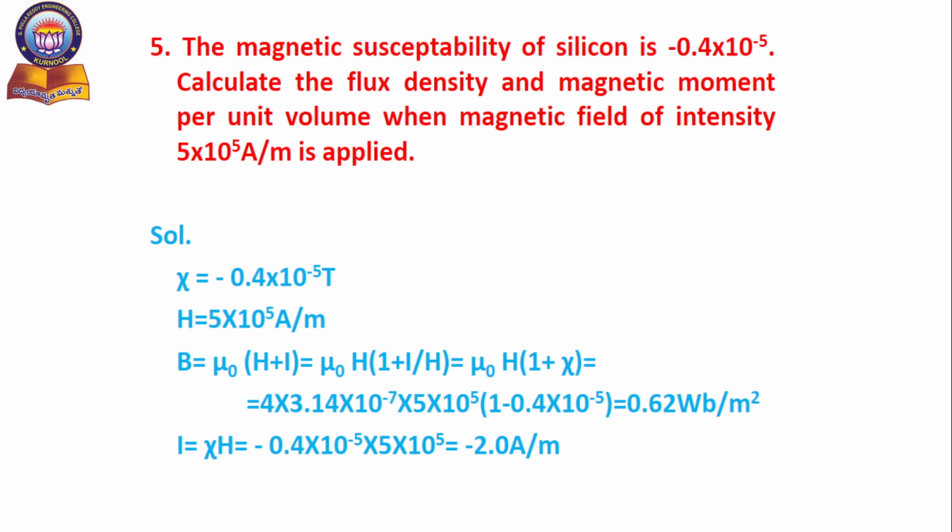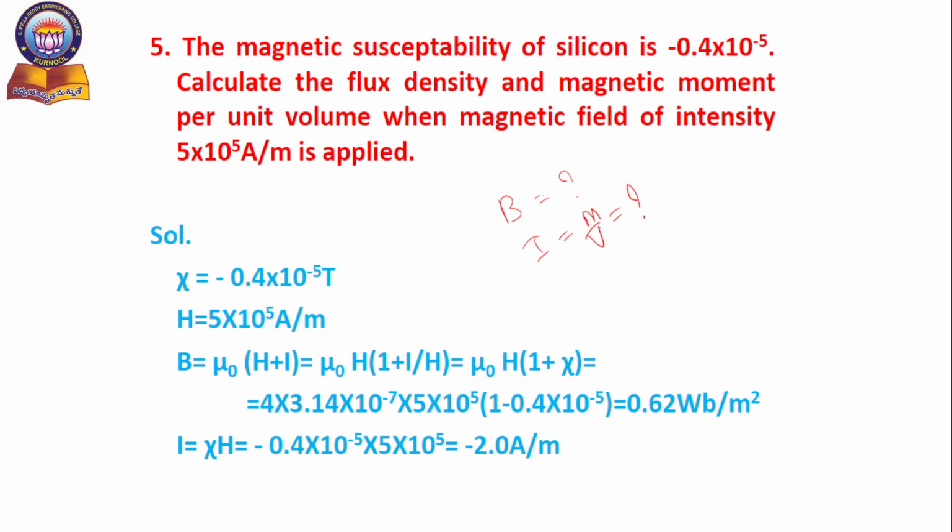Next problem is also there. Fifth problem: the magnetic susceptibility of silicon is minus 0.4 into 10 power minus 5. Calculate the flux density and magnetic moment per unit volume when a magnetic field of intensity 5 into 10 power 5 ampere per meter is applied. So flux density B we have to calculate, and the magnetic moment per unit volume, nothing but the intensity of magnetization, that is moment per unit volume. How much of this we have to calculate?